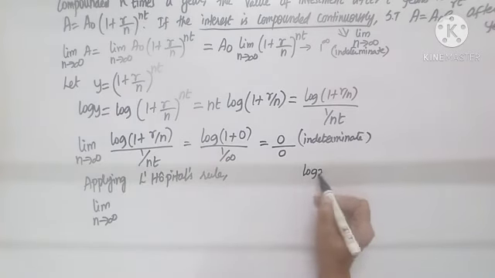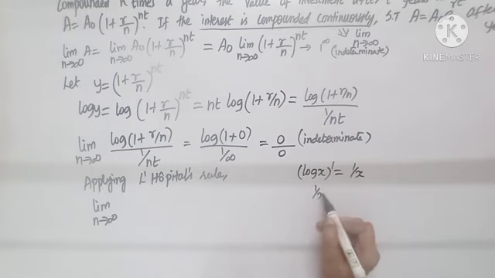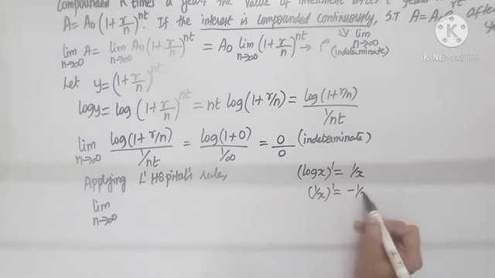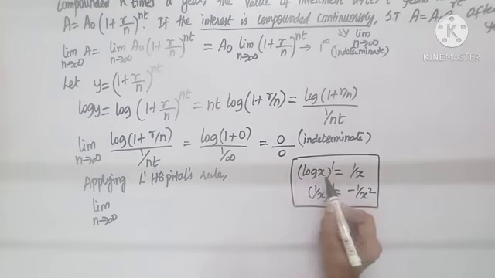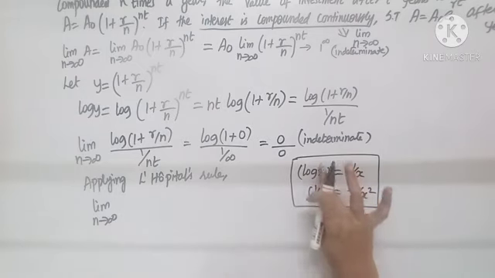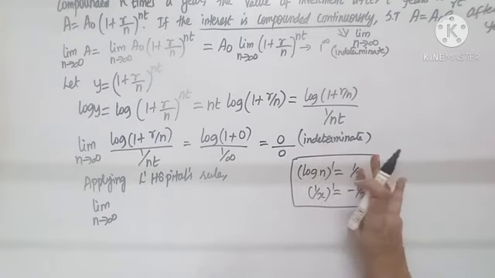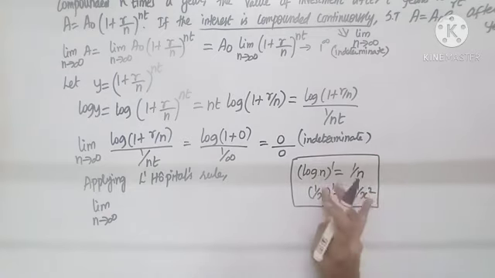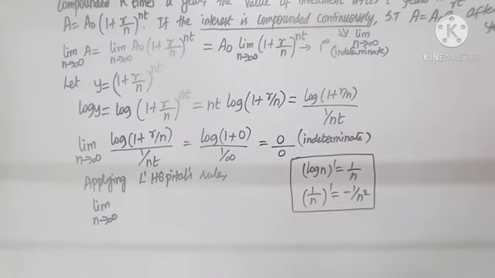Let us remember the formula. Log x becomes 1 by x. 1 by x becomes minus 1 by x square. In this question, it is not x but n. So we just change it. Log n becomes 1 by n. Remember, 1 by n becomes minus 1 by n square. Simple idea. Just in the place of x, we put n in the formula.